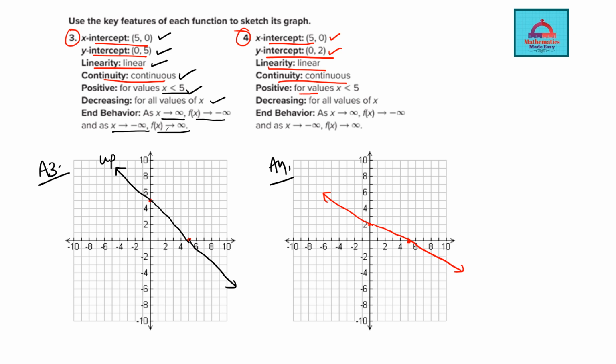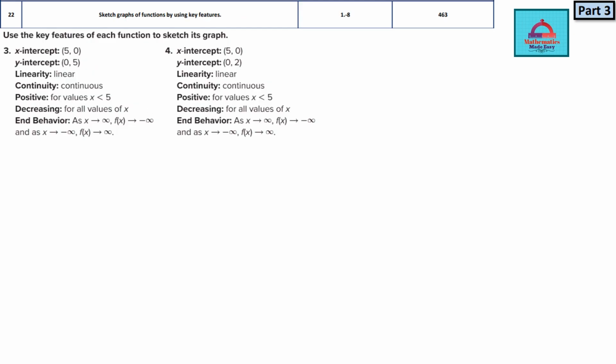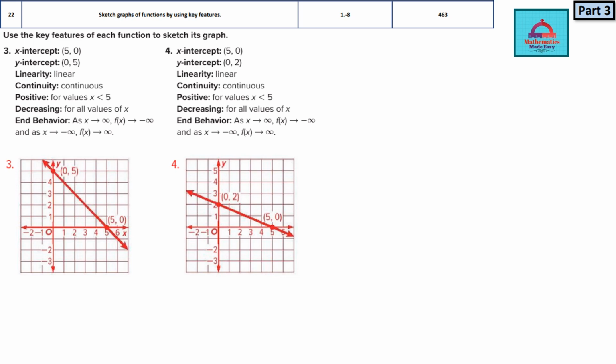Now check, is the graph positive for x less than 5? So on the left it is above the x-axis, so this is true. It is decreasing, that's definitely true. Let's check for end behavior. As x goes to plus infinity, that means on the right side f(x) is coming down, so minus infinity. As x goes on the left side, it's going up, so plus infinity. So that means our answers are correct. So now I show you the answer key for question 3 and question 4. So our answers are correct and this is how you sketch the graph using the key features.